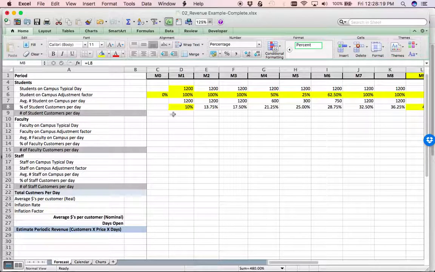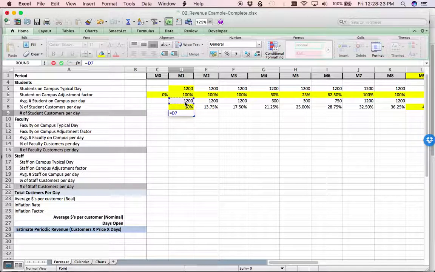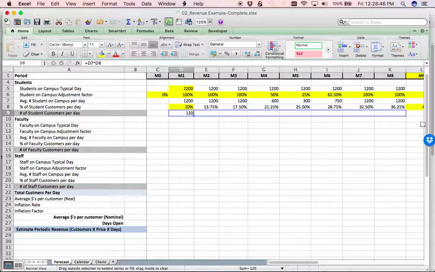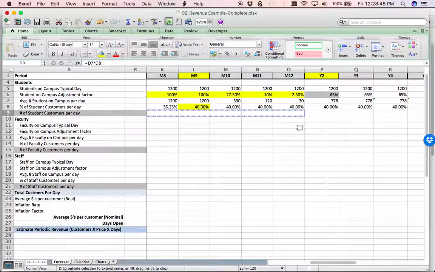So to get the number of customers, we're simply going to take the number of students that we have, our weighted number, times whatever our percent of students that are customers. And what that says is in our first month open, we'll get an average of 120 customers a day. Not too bad if you think about it. Probably underestimates some, but it's what we can do. And we're just going to extend that out.